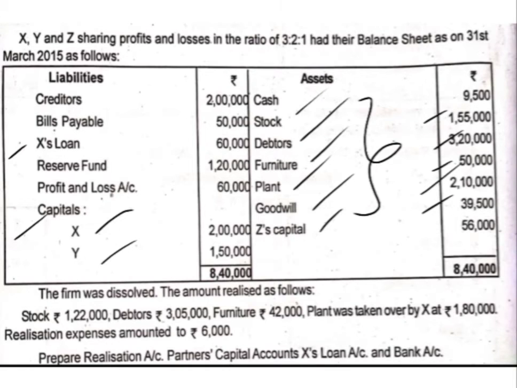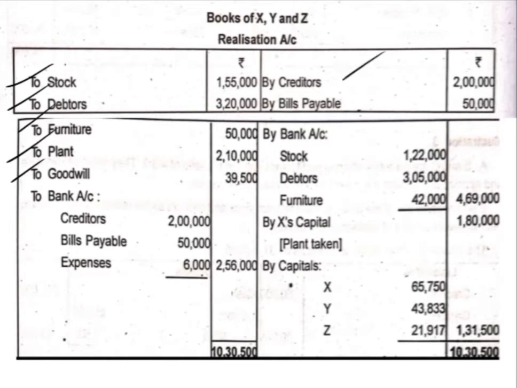The second entry is for transferring any specific provision against any asset, but we don't find any provision deducted from any of the assets in the balance sheet. So that second entry does not come. The third entry will be for transferring the outside liabilities. On the liability side, we have to identify which are the outside liabilities. Here we find creditors and bills payable. As I just told you, X is a partner, so the loan advanced by him is not an outside liability. So we have only two outside liabilities, which must be transferred to the realization account. We make the entry: by creditors account 2 lakh, by bills payable 50,000.